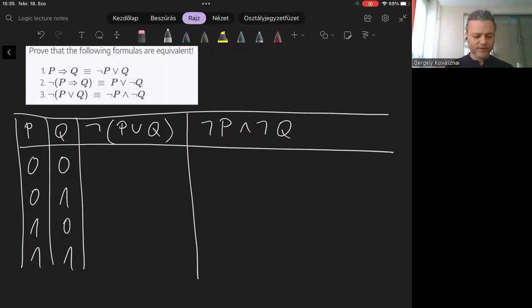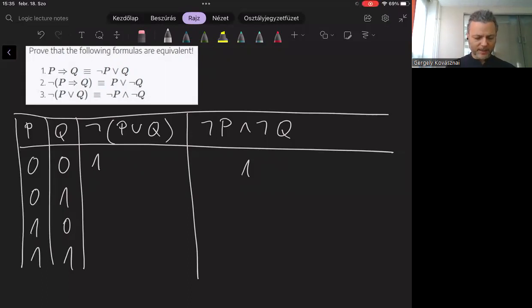Let's evaluate the first formula in the first interpretation. Well, of course, here the disjunction is 0. The negation of that is 1. And yeah, we can do it line by line. Here not P is 1, not Q is 1, so the conjunction is 1. Exactly. So as you can see, those two values are the same. So we can go on. We can continue with the second interpretation because so far everything looks all right.